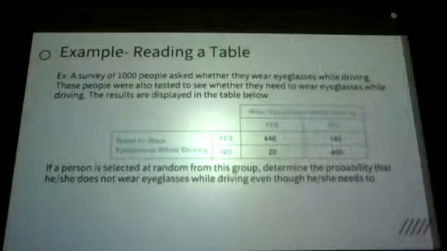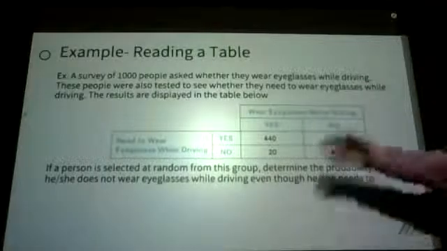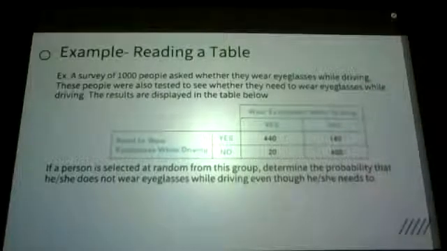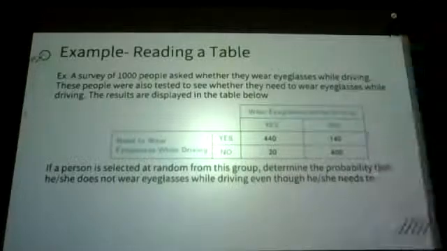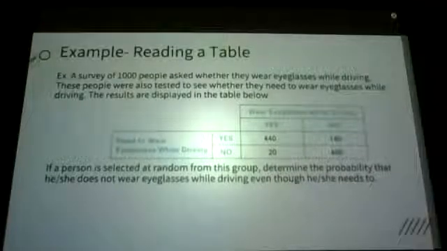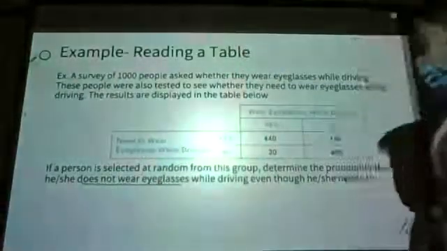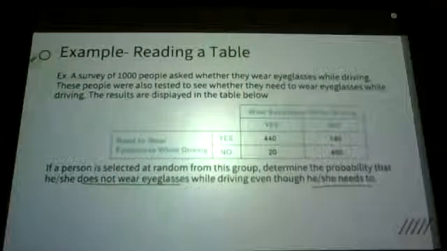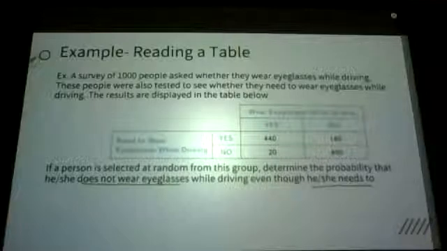A survey of 1,000 people asked whether they wear glasses while driving. Don't worry about writing this one down. We can just do this one together. These people were tested to see whether they need eyeglasses while driving, and the results are displayed here. If a person is selected at random from this group, determine the probability that the driver does not wear eyeglasses while driving, even though they need them. And that's also super dangerous. I don't know why they're doing it. So what's the probability that we pick someone that has that? This is just good practice with reading a table and interpreting what it means.